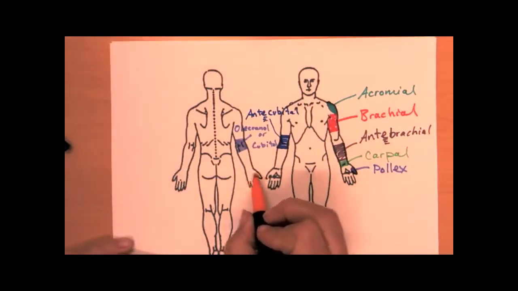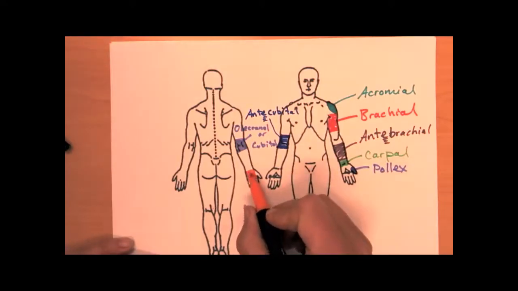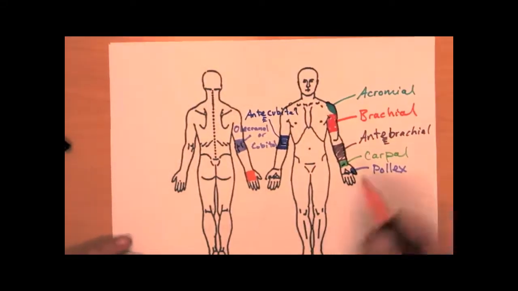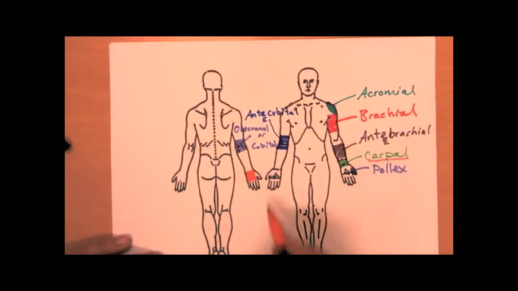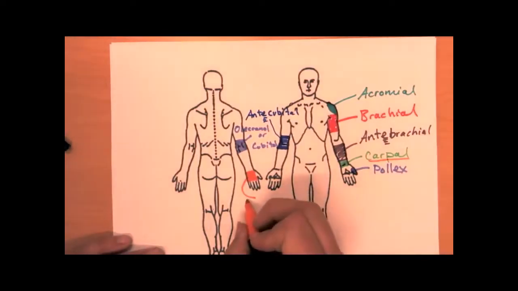The posterior side of your hand, all right, so if you run your fingers along the back of your hand, you actually feel 4 bones and tendons going to each of your 4 fingers here. Those are called your metacarpal bones. And so we call this region metacarpal.